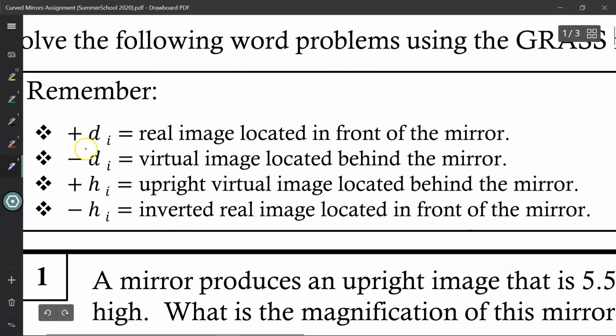Alright, so to recap, positive image distance means it's a real image located in front of the mirror. Negative image distance means it's a virtual image located behind the mirror. Positive image height means it's an upright virtual image located behind the mirror. And negative image height means it's an inverted real image located in front of the mirror.